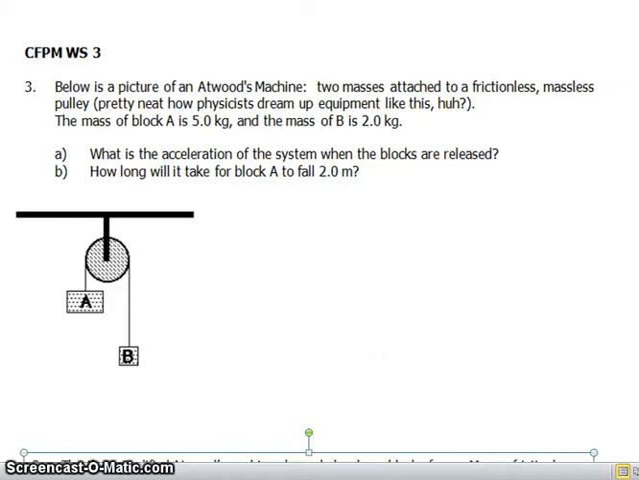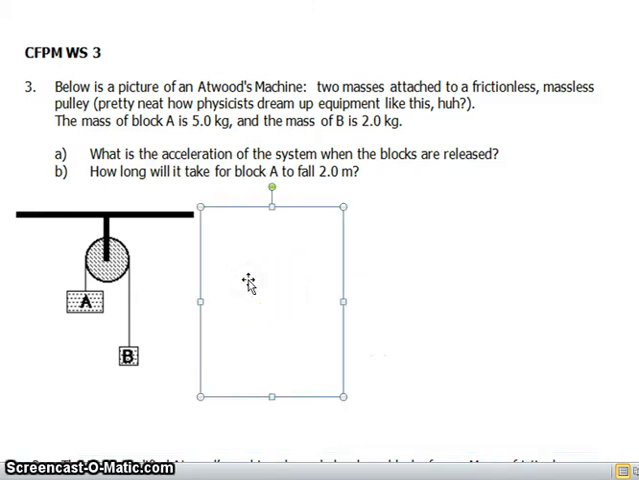Okay, today in class we whiteboarded the rest of worksheet 3 and started worksheet 4. The first one we looked at was number 3, looking at an Atwood's machine, and we're trying to figure out the acceleration of the system when the blocks are released. There's two methods that you can choose.